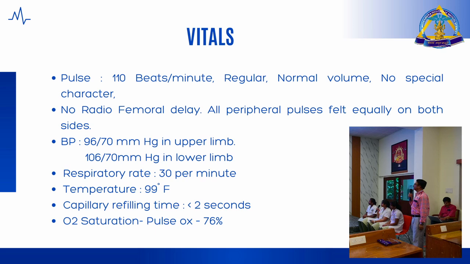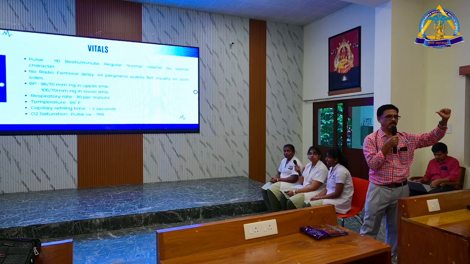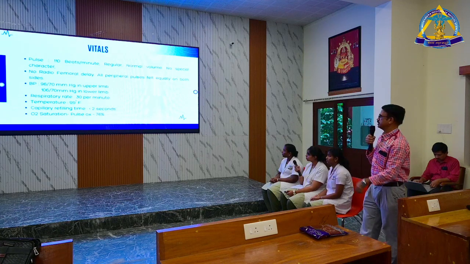Vitals: pulse was 110 beats per minute, regular, normal volume, no special character, no radiofemoral delay. All peripheral pulses were felt equally on both sides. BP 96 by 70 mmHg in upper limb and 106 by 70 mmHg in lower limb. Respiratory rate is 30 breaths per minute. Temperature is 99 degrees Fahrenheit. Capillary refill time is less than 3 seconds. At what saturation will you get clinically evident cyanosis? Clinically evident cyanosis, what saturation? 85. So this child's is 76.